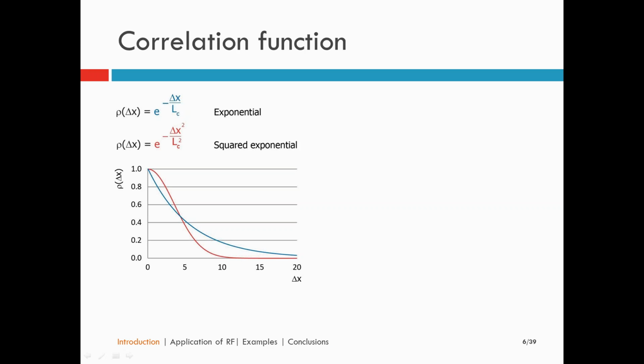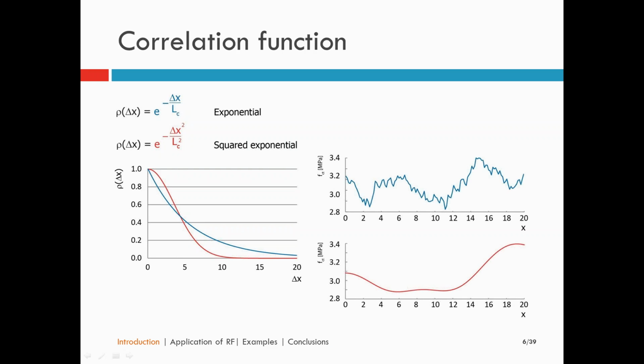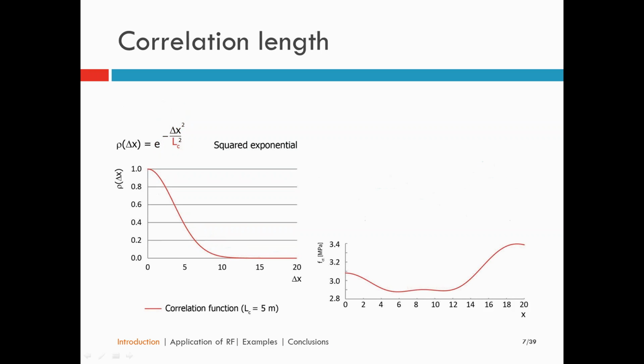And if we look to the realisation with those correlation functions, then we see that the one with the squared exponential correlation function is much more smooth. So values which are close to each other are more correlated than with the exponential correlation function. Okay, we now look to the correlation length, which is below in the exponent.